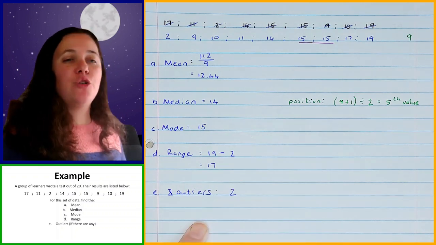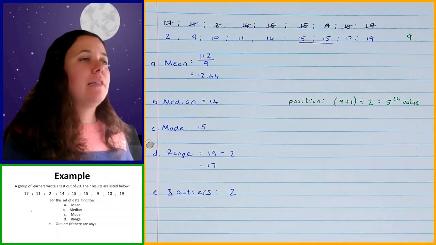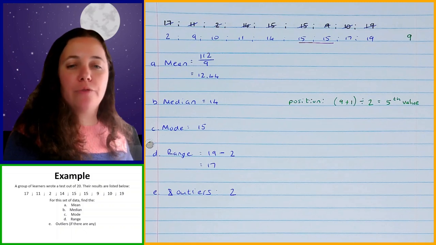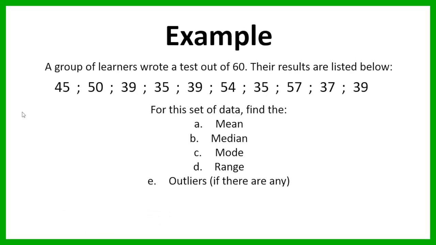Okay, so that's how we do the first question. The next example we're going to do is this one over here. Okay, so in this example, we've also got marks that learners got when they wrote a test out of 60, and these are the marks that they got. So we've got 45, 50, 39, 35, 39, 54, 35, 57, 37, and 39.